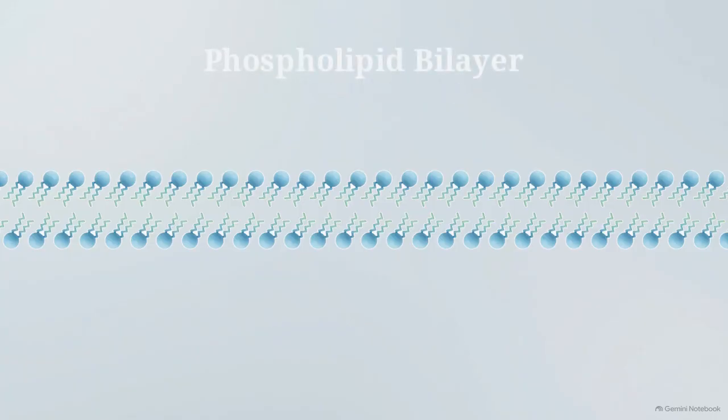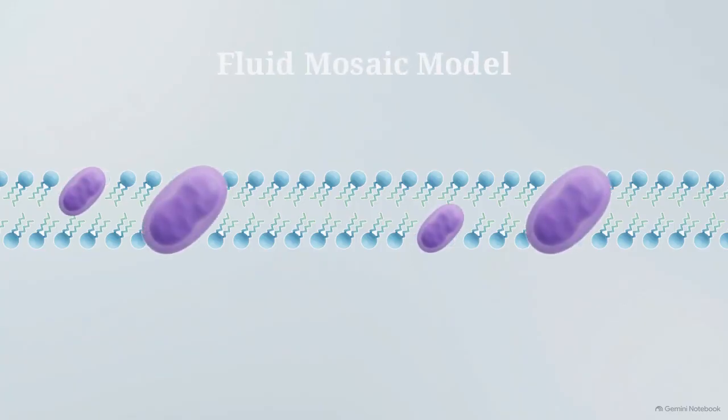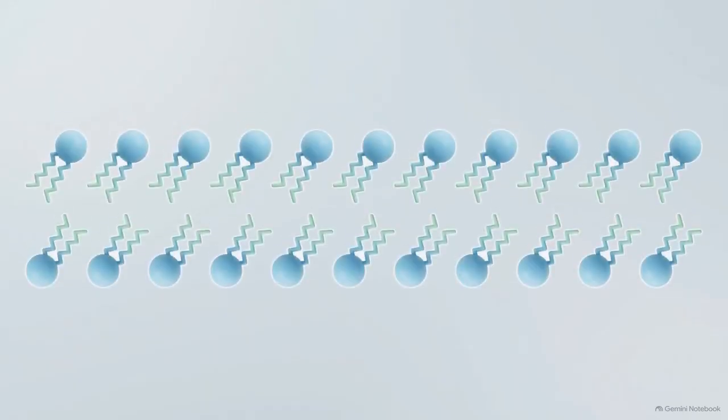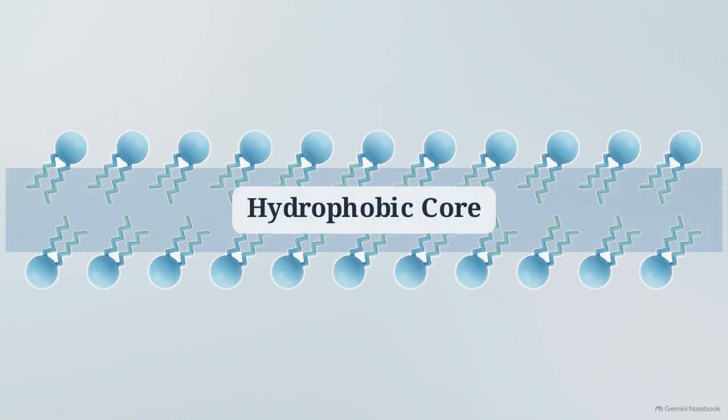Biologists describe this structure using the fluid mosaic model. It is a mosaic because various protein components are embedded throughout the lipid layer, and it is fluid because the phospholipids and proteins constantly slide past one another laterally. This chemical architecture creates a flexible, shifting barrier rather than a rigid, impenetrable brick wall. The internal hydrophobic core dictates what can cross.